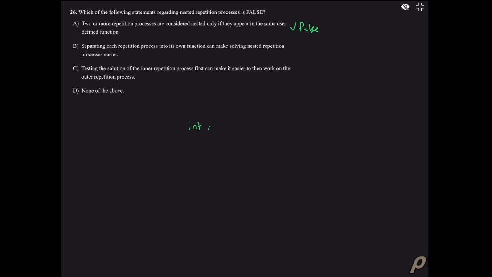So for clarification, if we write that out really quick, so if we have main here, and then we have some for loop with all the loop control expression in there, and then we have a function called foo that we call in here, and then say foo is defined down here, and inside of foo is another for loop like this, and then we do whatever we want to do with the for loop, and then we return back up to main. So basically this is a loop inside of a loop, because inside the for loop here we call foo, and foo has a for loop inside of it, so we have a nested for loop. So this is technically nested even though they're not in the same user-defined function, which makes A false.